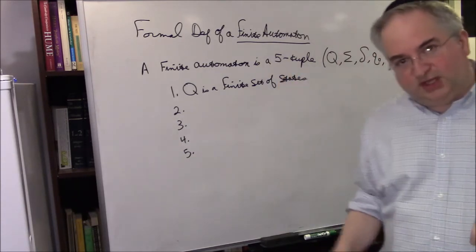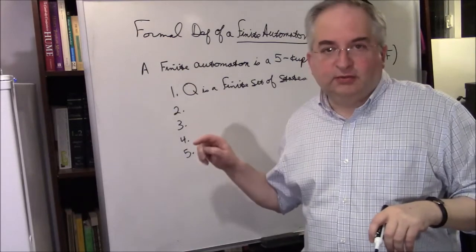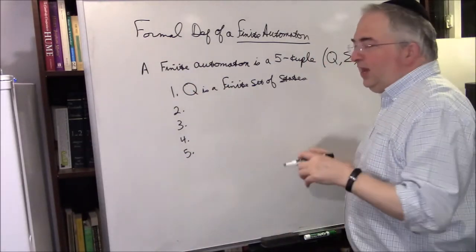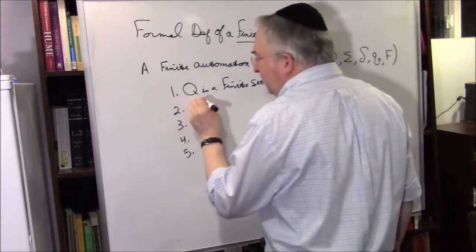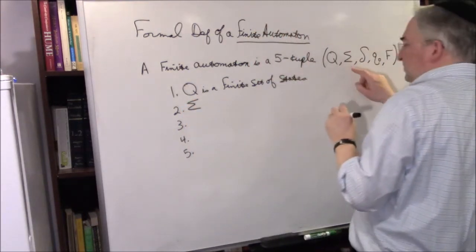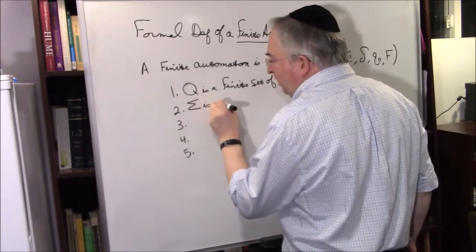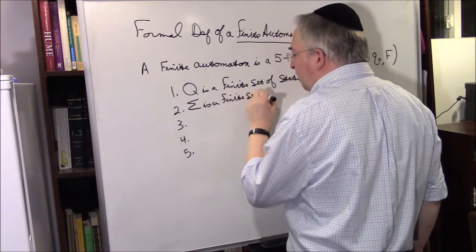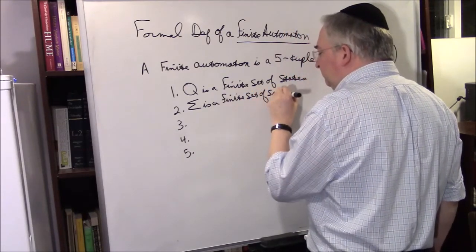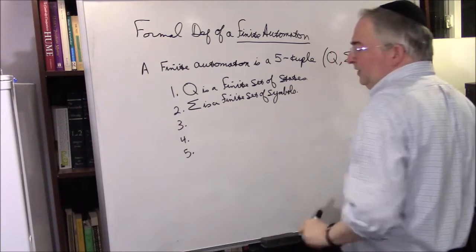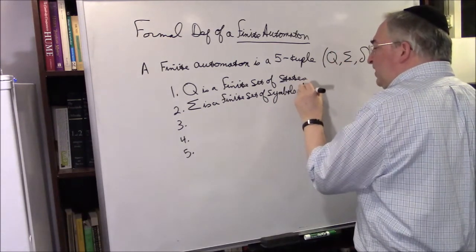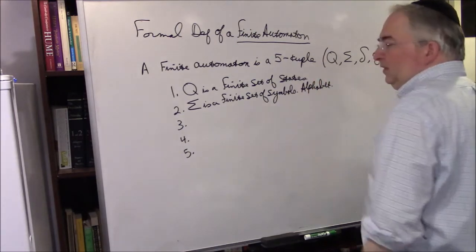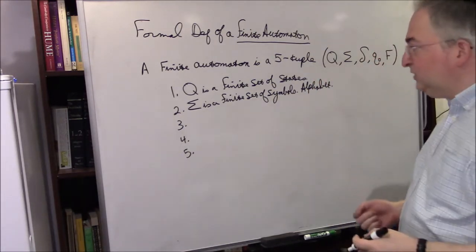A finite set of states. We draw the states with big circles. Those are the states. Okay? And there's a finite number of states. Sigma, that's the next thing, is a finite set of symbols. Okay? What do we call a finite set of symbols? An alphabet. Okay? And the main point is, this is an alphabet.